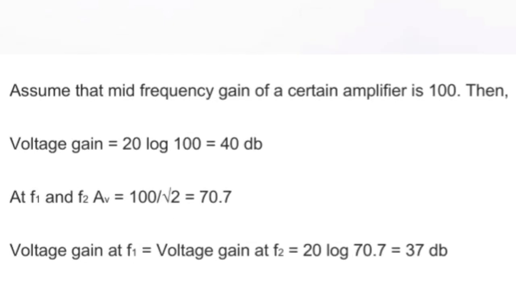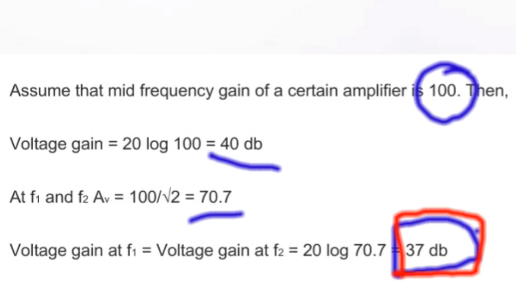Let us see an example now. Assume the mid frequency gain of a certain amplifier is 100, then the voltage gain is equal to what? 20 log of 100. So, we get 40 dB. At F1 and F2, AV is equal to 100 divided by root 2. I already told you that 1 by root 2 is 70.7%. So, we will be getting 70.7 here. Then the voltage gain at F1 is equal to the voltage gain at F2, and 20 log of 70.7 is equal to 37 dB.